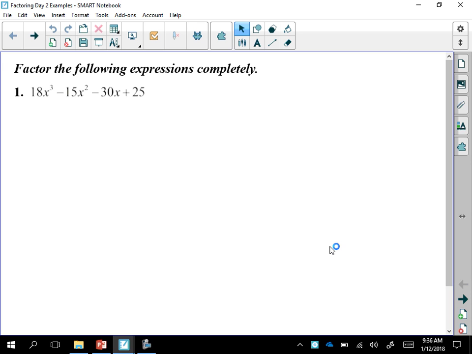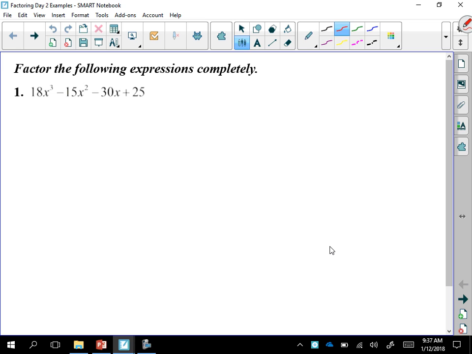So we see this example here. You have 18x cubed minus 15x squared minus 30x plus 25. And we notice that the first thing we always look for is a GCF. Would there be a GCF for all 4 terms? They don't all have an x attached to them. They don't have a number that goes into all 4 of those numbers evenly. So we can't use a GCF to start with all 4.